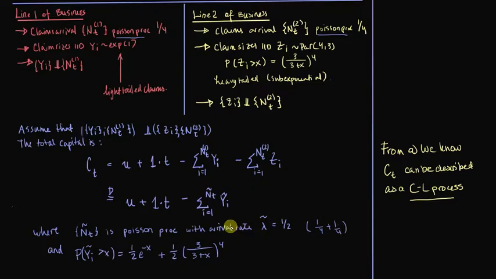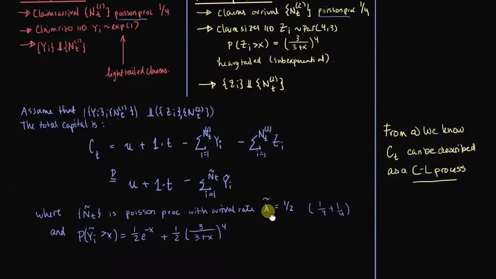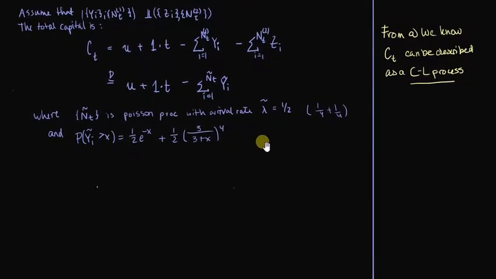Now, what we are asked to do in 2b, so in B, we are asked to find an asymptotic expression for the probability of ruin as the initial capital tends towards infinity.